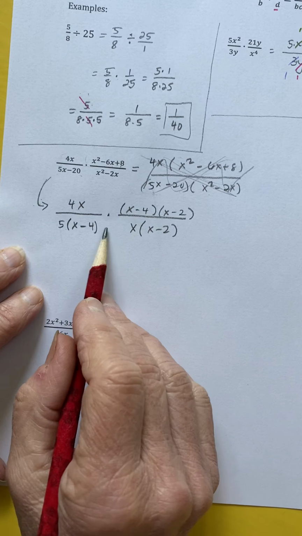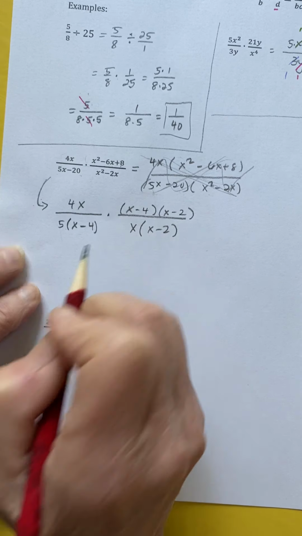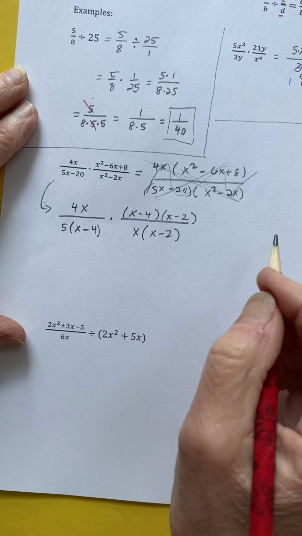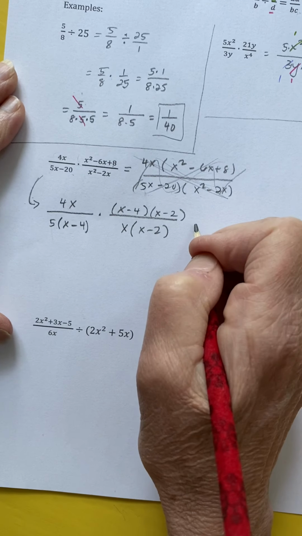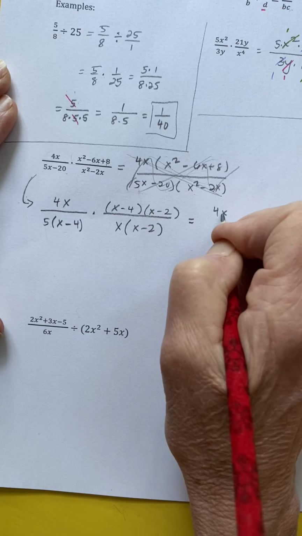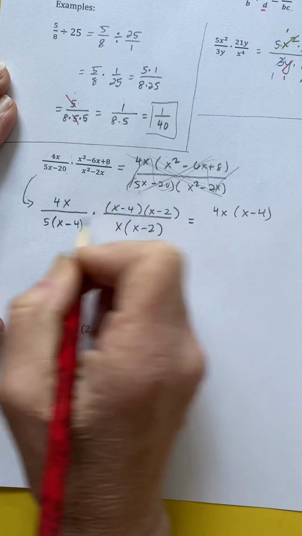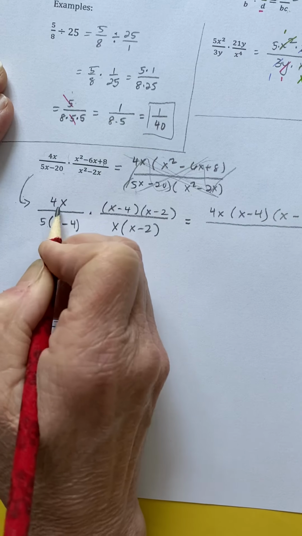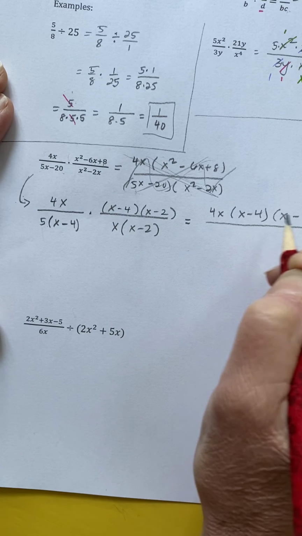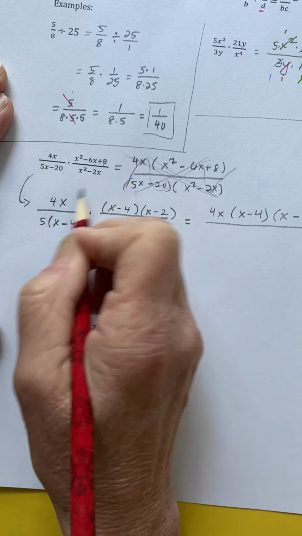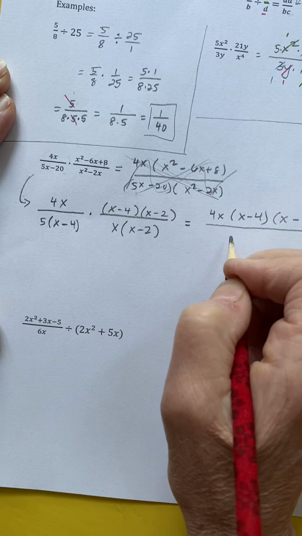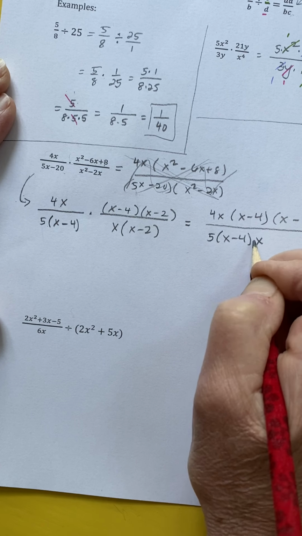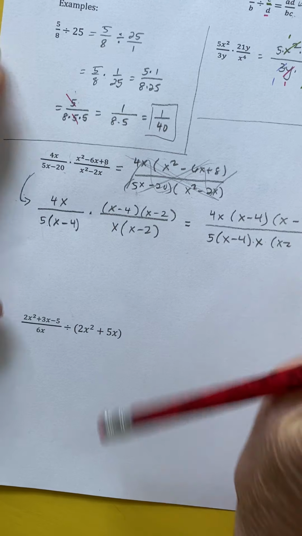And just don't forget that there's a times sign between everything. Well, I am going to write an intermediate step here. But again, I don't care if I don't see this step because a lot of people are comfortable reducing right here. But as a single fraction, this is 4x times this numerator, which is 4x times x minus 4 times x minus 2, that you don't distribute in. It's just the list of all the things that are multiplied over 5 times x minus 4 times x minus 2.